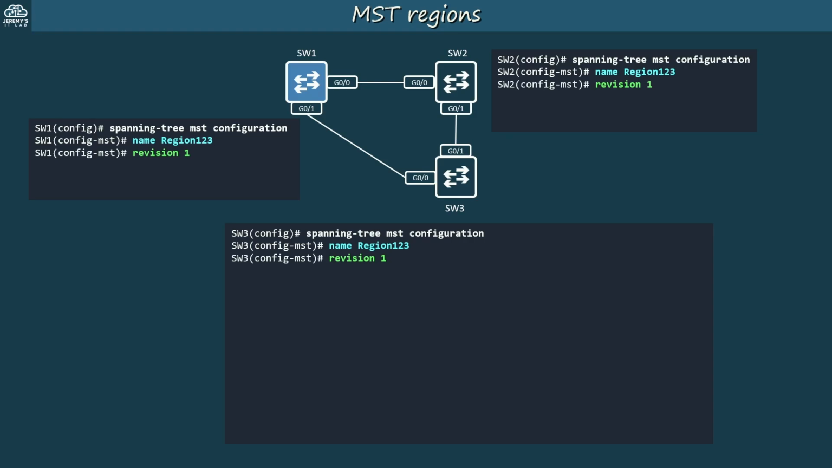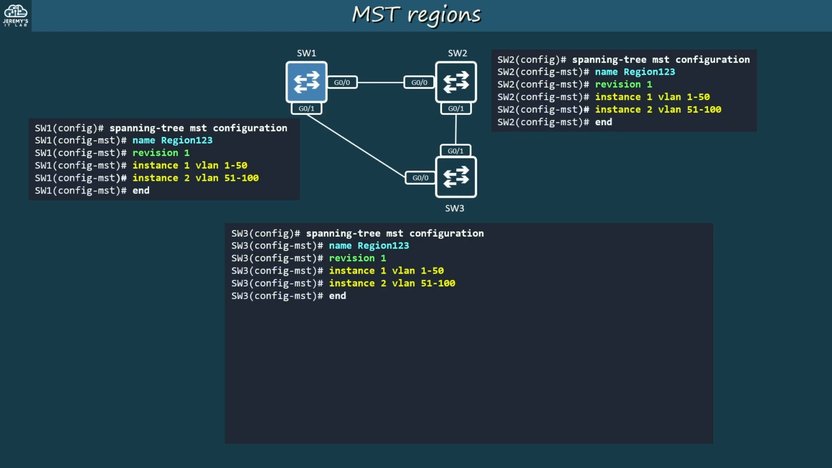Personally, I usually don't configure a revision number. Although it's convenient to configure the configuration name to make it clear which switches in a LAN are part of which MST region, the revision number is kind of useless, to be honest. It's just a number that you can configure, and it has to match among all switches in the region. I usually leave it at 0, but you should know the command to change it.